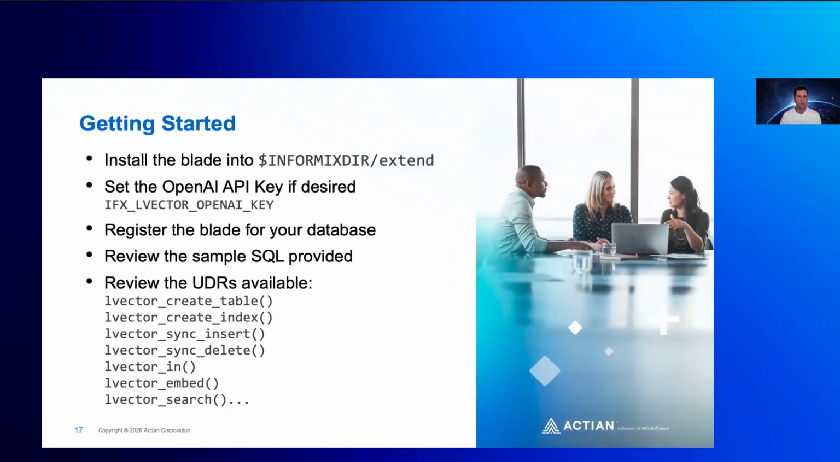So here's what you can do to get started. Presumably you have HCL Informix 15.0.1.10 or higher already installed and running. And you've downloaded the Blade tar file. It's really just a tar file that you install into Informix.extend. You configure a few things, such as your OpenAI API key if you're going to create embeddings using the Blade. You then register the Blade for your database, and off you go. You can manually register the Blade, or you can let it auto-register, as I mentioned before.